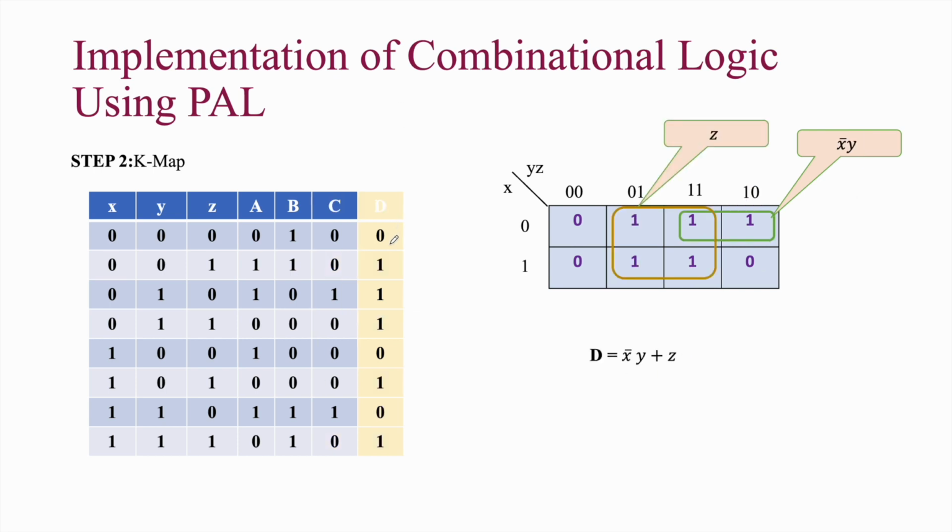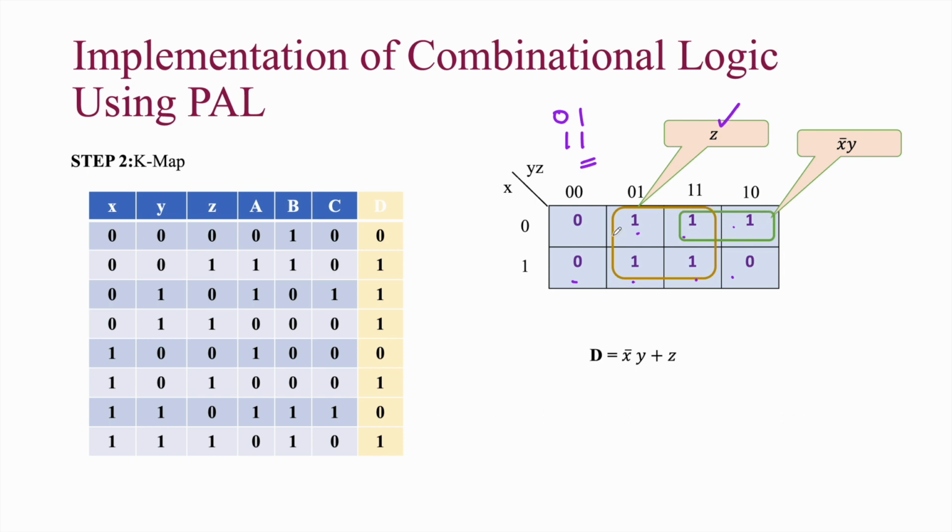What about D? 0 1 1 1. So, 0 1 1 1. Similarly, 0 1 0 1, 0 1 0 1. So, when we look into it, there are two possibilities of grouping. One is to group all these 4 ones together and the rest of the ones with this green color grouping. When we write the expression for this brown grouping, 0 1, so we cannot write x. When we compare these two, yz will be 0 1 and 1 1. Z is common, therefore we are writing z.